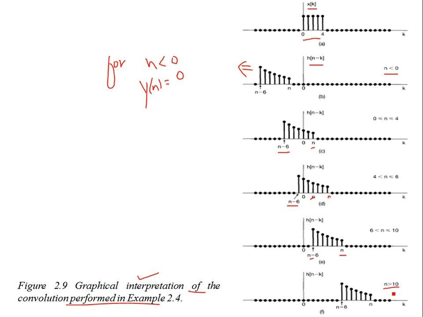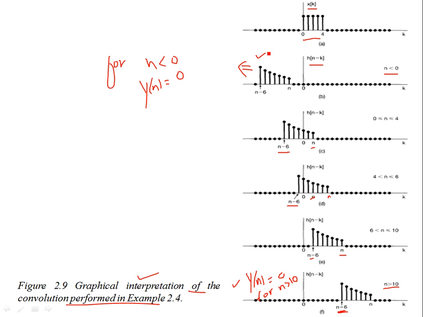Now, if you see for n greater than 10, the least value could be, for example, 11. Then 11 minus 6 is 5. That's the least value. Then 5 has no overlap with x of k. So that also implies that y of n is 0 for n greater than 10. So for n greater than 10, your output is again 0. This is what these two figures imply.